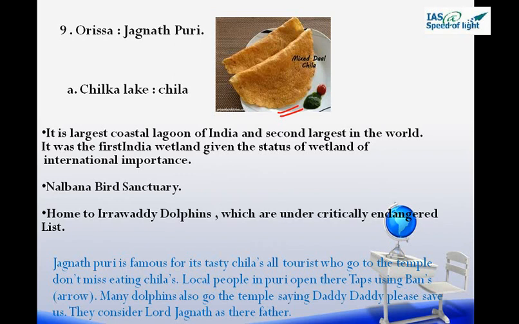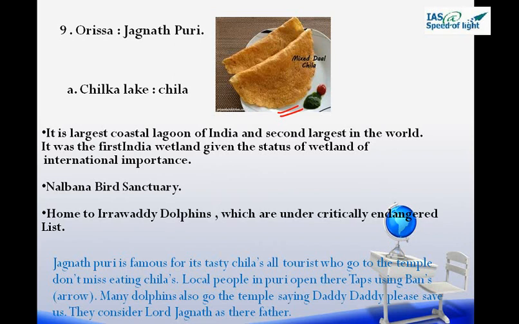Local people in Puri, that is Jagannath Puri, open their taps using baan. Or baan, it is dhanush baan, if you know dhanush baan, it is the arrows, right? So using baans or arrows. Many dolphins also go to the temple saying, "Daddy, daddy, please save us." They consider Lord Jagannath as their father. So see what all things.